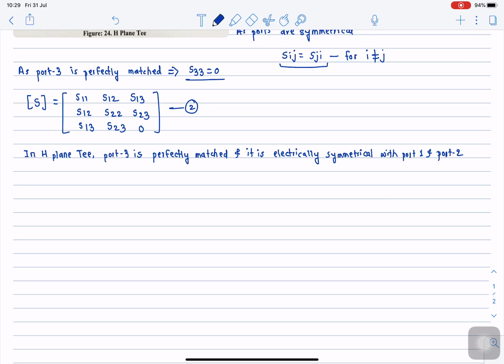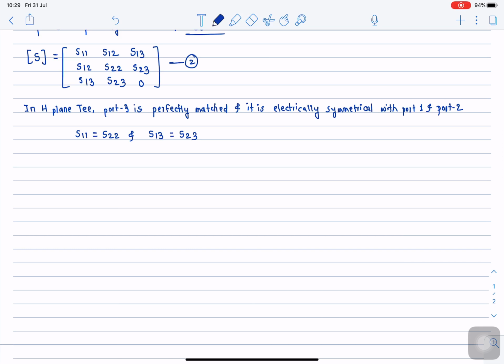Okay, so make use of this property in equation number 2 and modify it. So how can we give the scattering matrix then? The scattering matrix S is given by S11 as it is, S12 as it is, S13 as it is. And then second row, first element, S12 as it is, S22. Now instead of S22, I will replace S22 with S11.